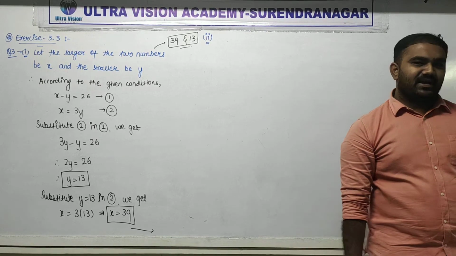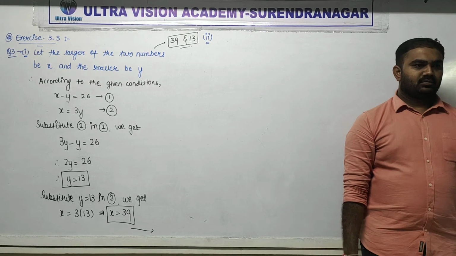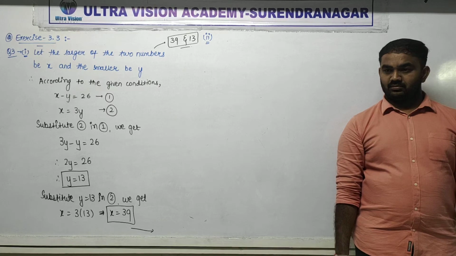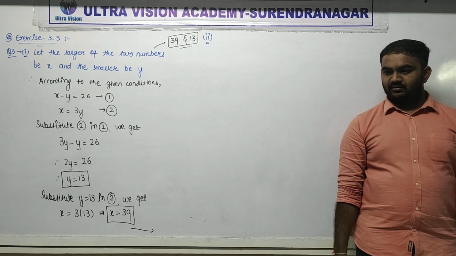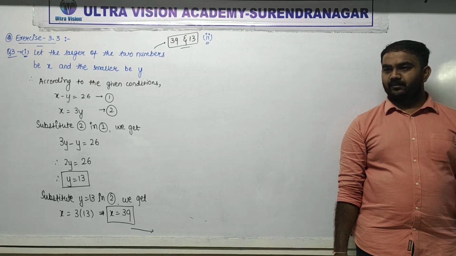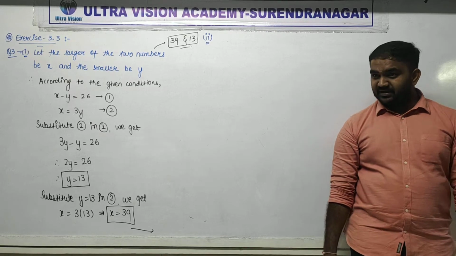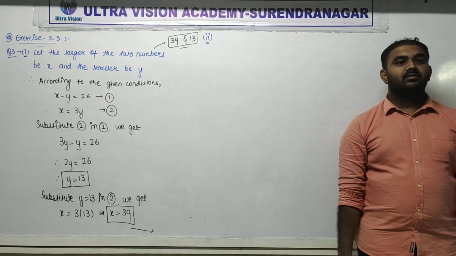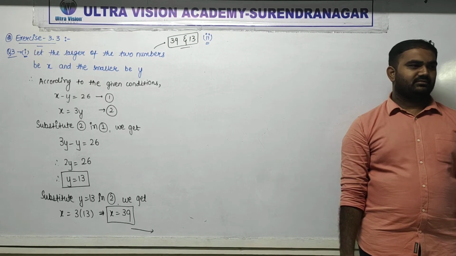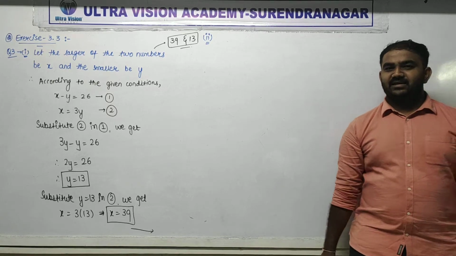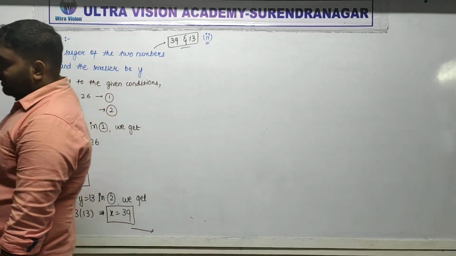Now, what do you mean by supplementary angles? Supplementary angle means 180 degrees. What do you mean by straight angle? 180 degrees. What do you mean by right angle? 90 degrees. Supplementary angles: the sum of two angles is 180. Exactly. The sum of the two angles will be 180 degrees.